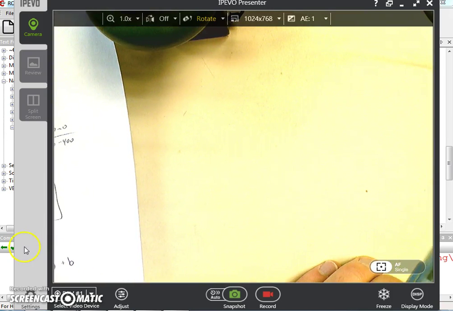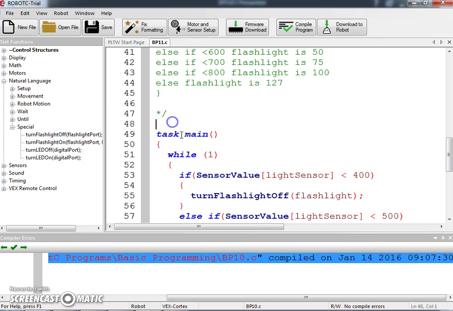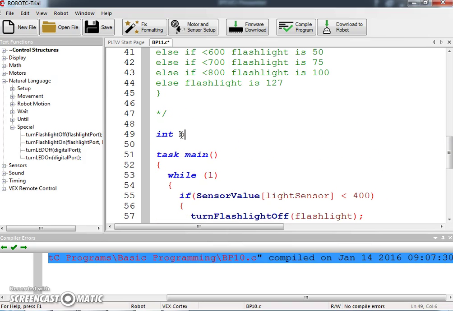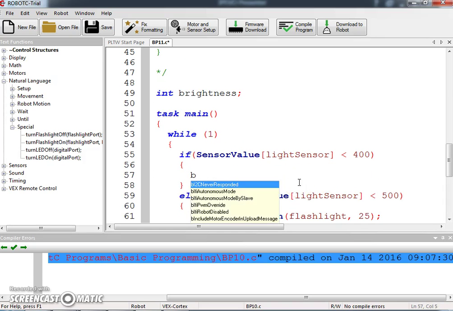So let's put this information into RobotC now. So we still want the sensor value is less than 400. This time we're going to set up a variable. So we're going to have int brightness, and we really don't have to define it at the beginning because it's going to change as we go. So now we're going to say that brightness equals 0.